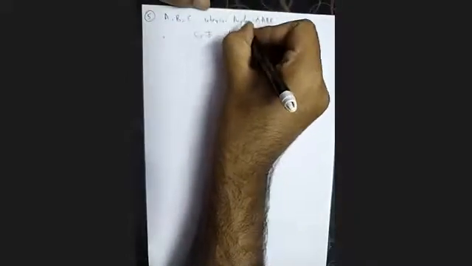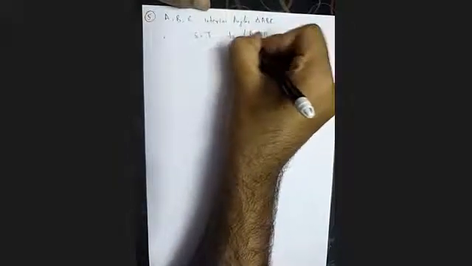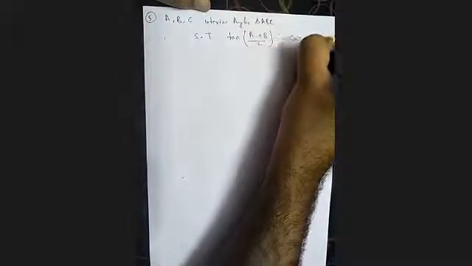If A, B, and C are interior angles of a triangle ABC, then show that tan of A plus B by 2 is equal to cot C by 2.